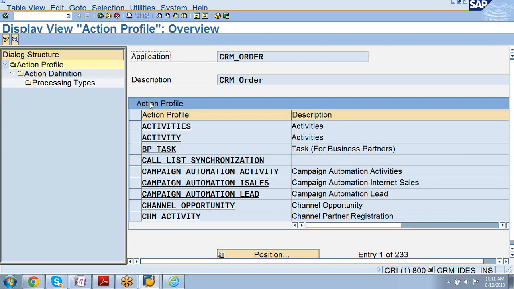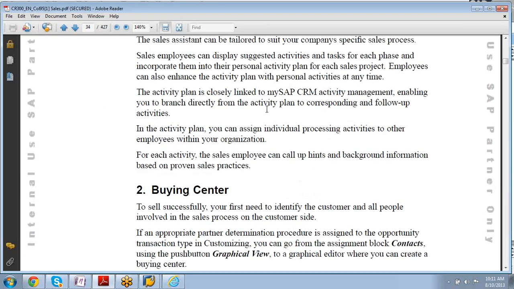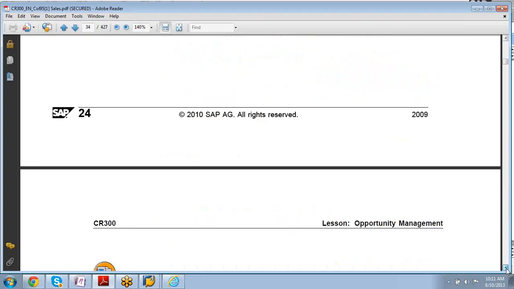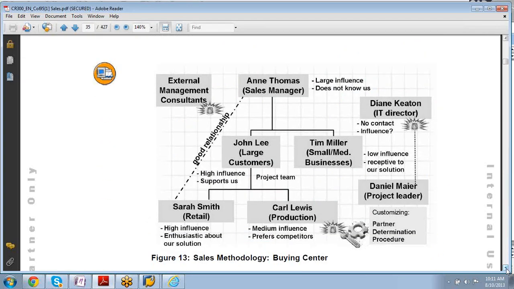So an action profile will be there for every module actually. So sales assistant, customizing action profile. We will see that example, and let me discuss something about the buying center. The buying center in SAP is also a very important screen where we can maintain the relationship.